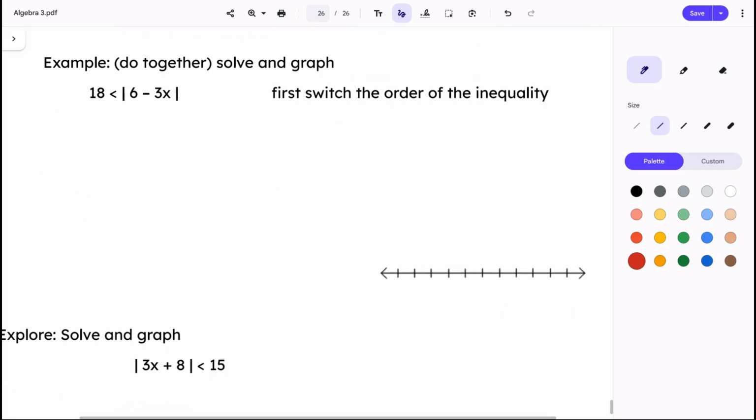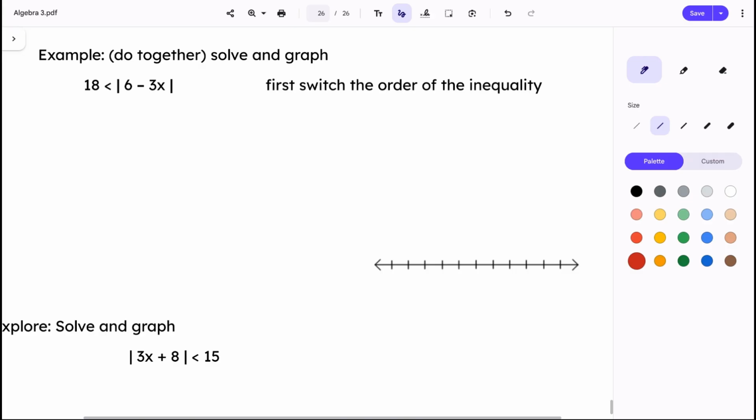Okay, so let's do this first one together. And I do have that little reminder there. You're going to switch the order of the inequality as well, so we want to make sure that we do that. So for the first one, you're just going to bring everything down as it looks. So 18 less than 6 minus 3x. We just bring everything down, and then we solve. Let's just go ahead and solve this here. What would we do first? Minus 6. So we have 12 less than, we bring down the negative 3x, then what?